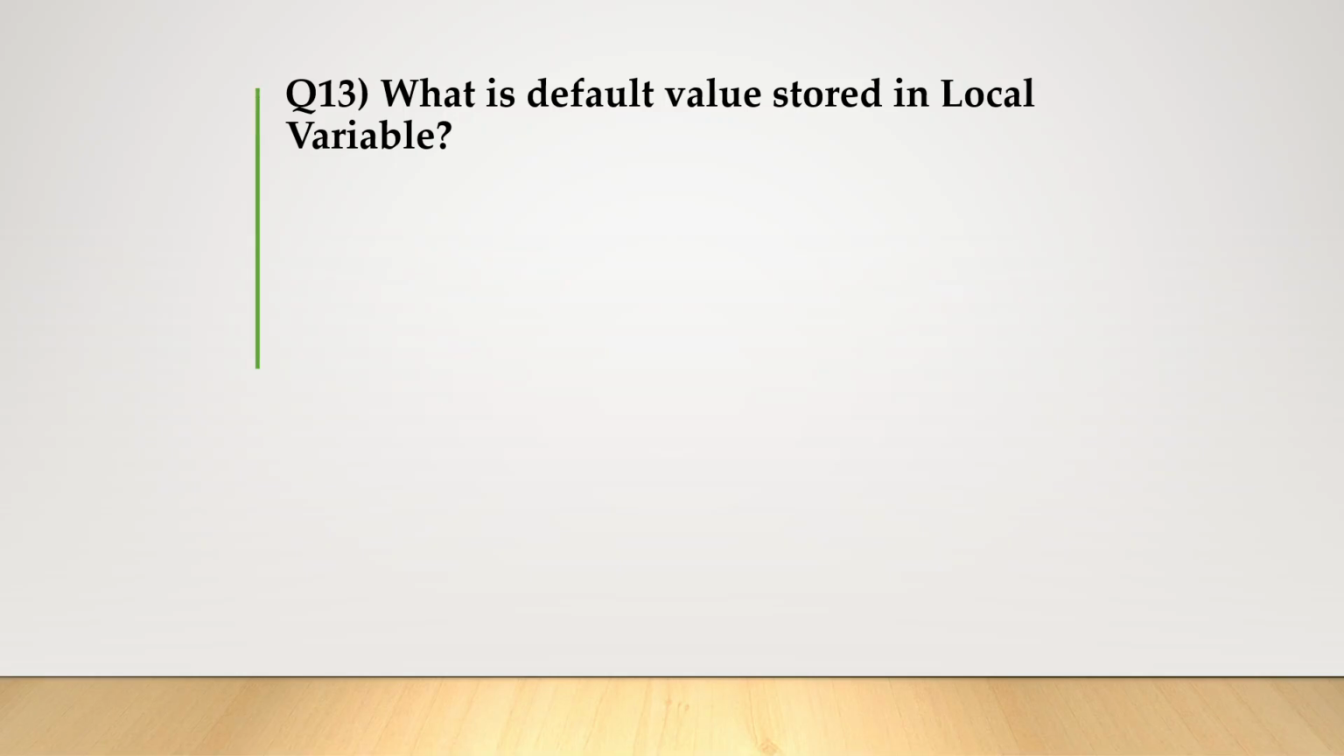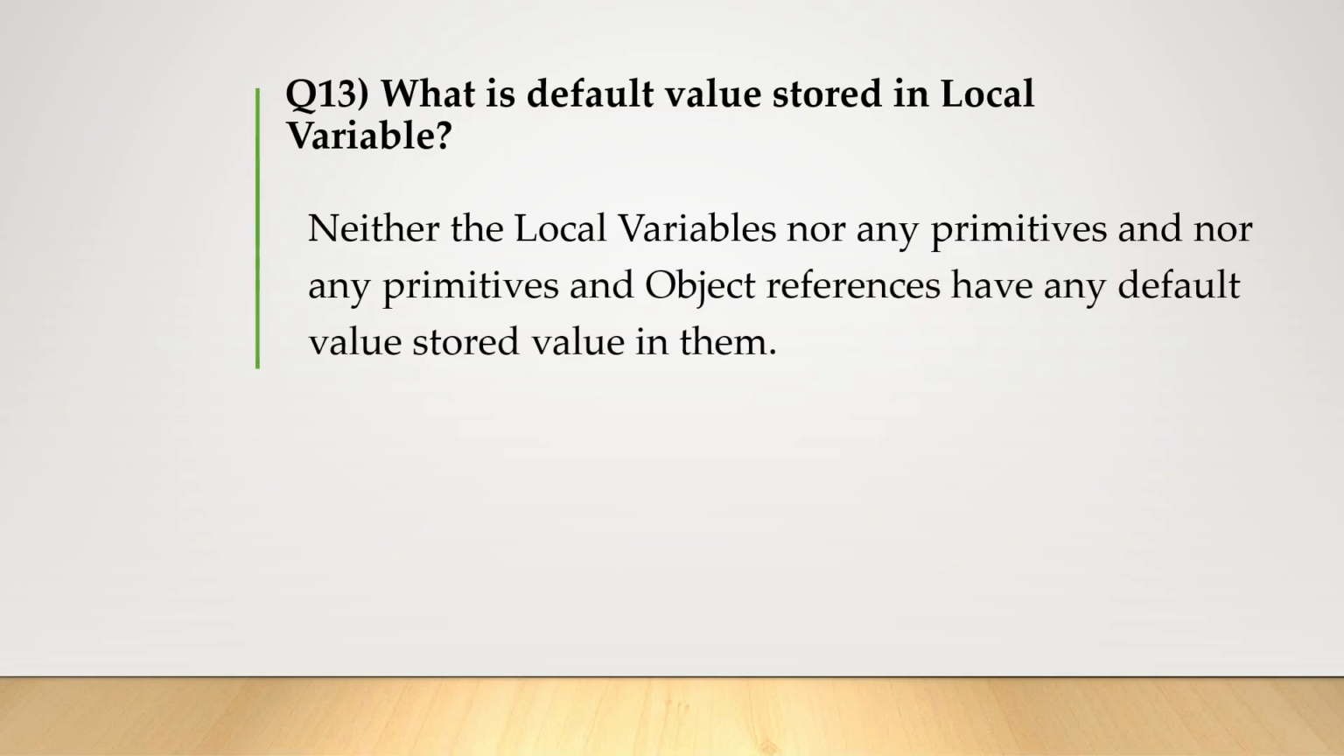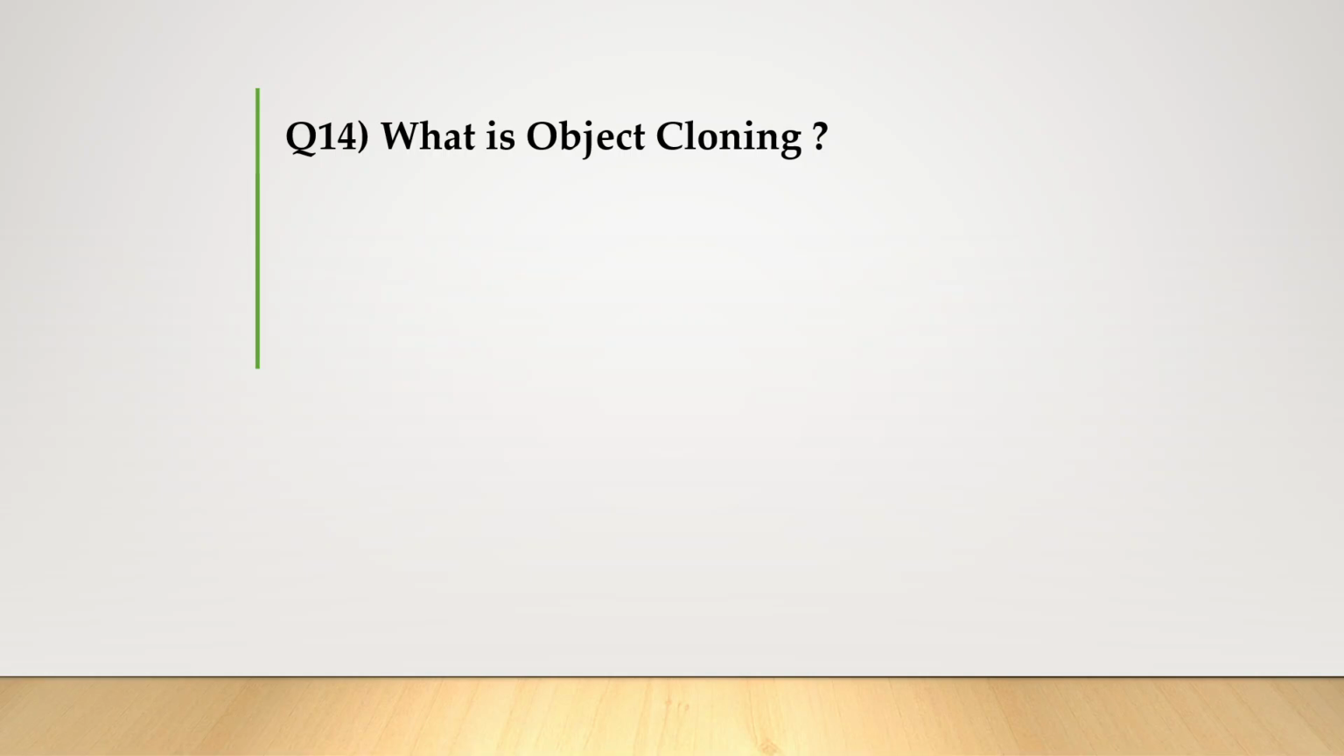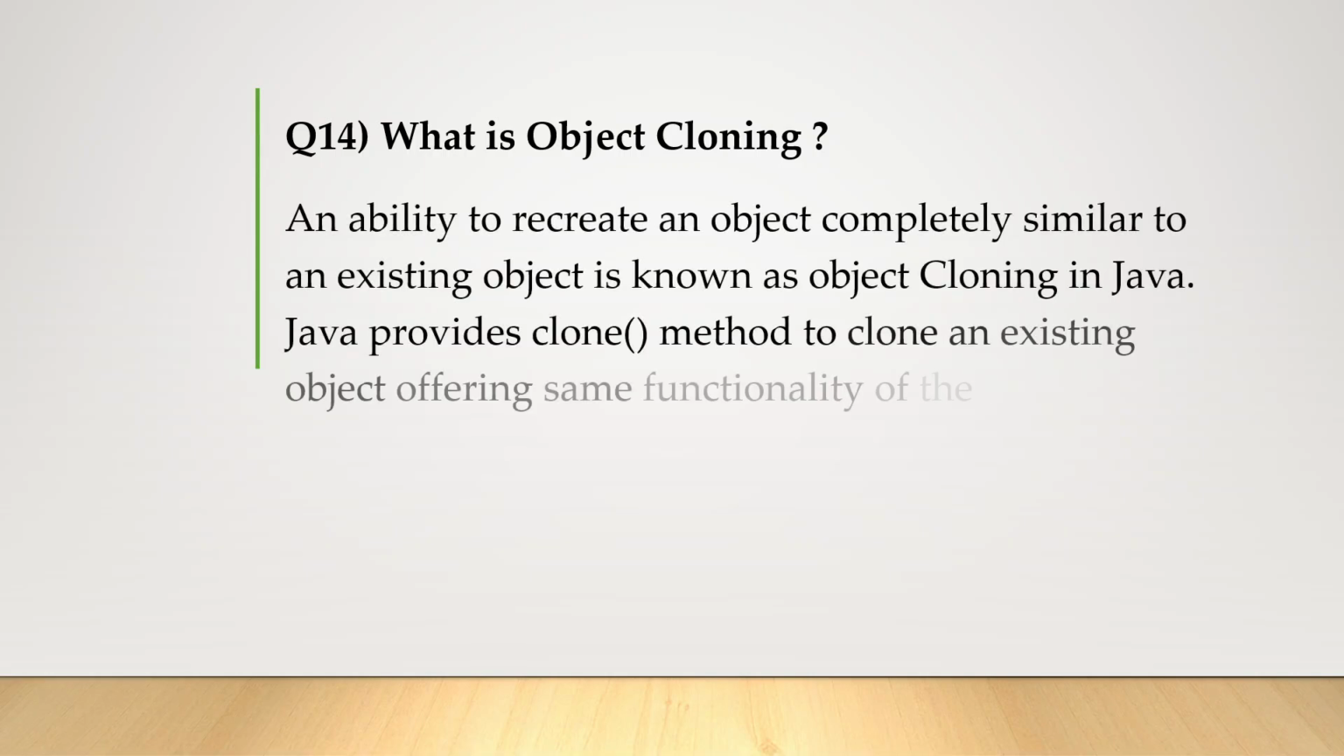13th question is what is the default value stored in the local variable? Neither the local variable nor any primitives and object variables have any default value stored in them. 14th question is what is object cloning? An ability to recreate an object completely similar to the existing object in a program is known as object cloning in Java. Java provides the clone method to clone an existing object, offering the same functionality as the original object.